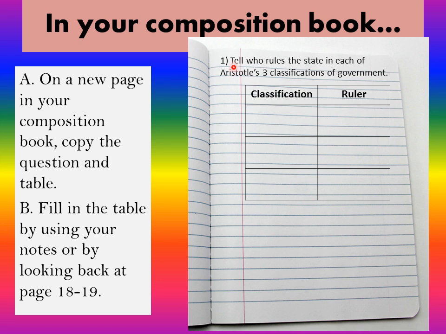So number 1 says, tell who rules the state in each of Aristotle's 3 classifications of government. I'll go ahead and give you one of the classifications. It is an autocracy. That's one classification. You tell me the other two. So autocracy would go here, and who rules? One person. So autocracy is a classification. The ruler is one person. So you tell me the other 2 classifications and then who or how many rules each of those classifications. And you need to look back at your notes or look back at page 18, 19 in the book. Feel free to do that.